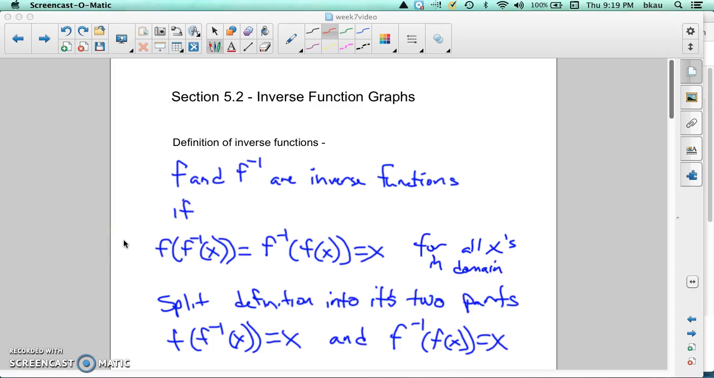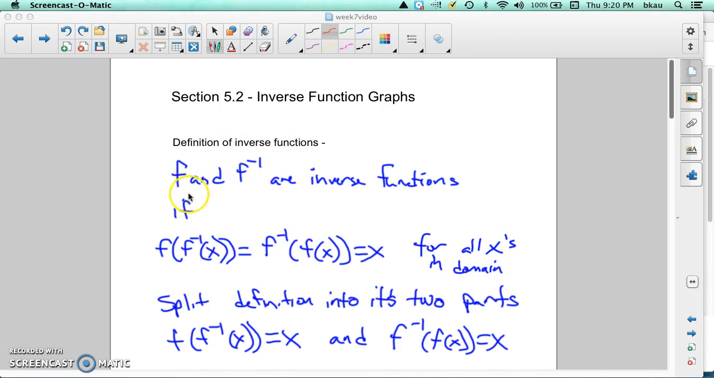Hello, in this video we'll be doing a little bit more about inverse functions and their graphs. Last video we talked informally about what an inverse function was. In this video we're going to take a look at the definition of inverse functions.